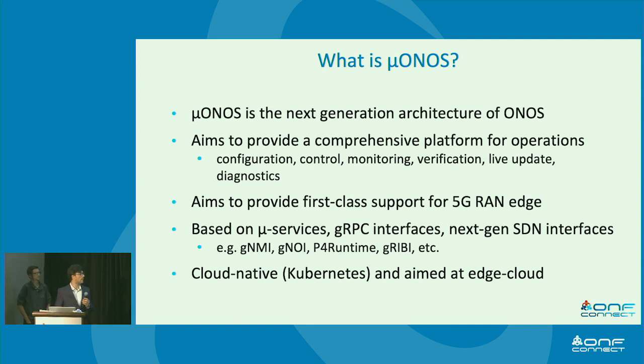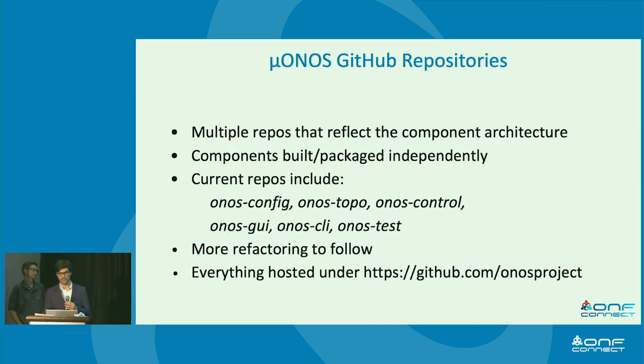We also want to provide first-class support for the 5G RAN edge, and you could ask why the M. It's because it's microservices with gRPC interfaces and next-generation SDN APIs such as gNMI, gNOI, P4Runtime, all deployed in a cloud-native Kubernetes aimed at the edge cloud.